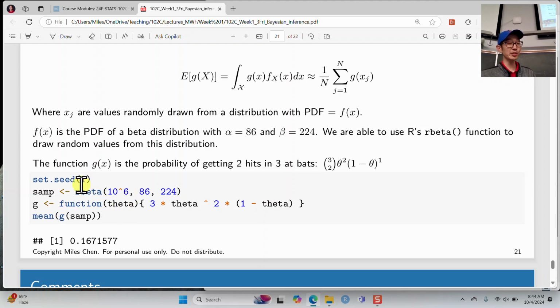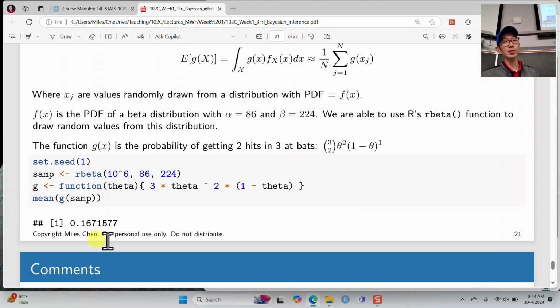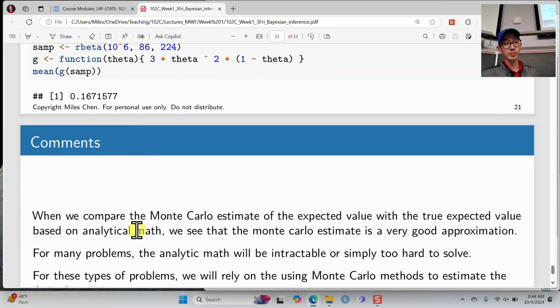Right? This is 4 lines of code. I set a seed, which is optional, but generally recommended for Monte Carlo methods. We set a seed, we generated random values, I plugged that into a function that I wrote, and then I took the mean of G applied to that sample of values. And so when we do that, we get this estimate.